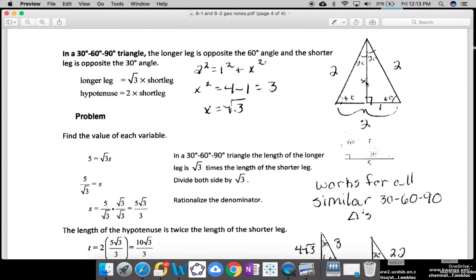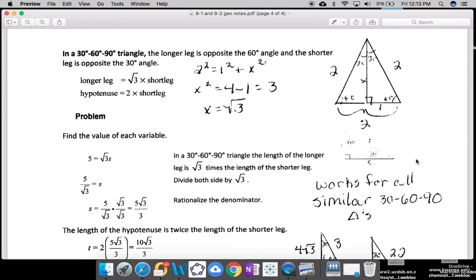Now how do we find the long side? We use the Pythagorean theorem. 2 squared equals 1 squared plus x squared. We take 2 squared, we subtract 1. Our x squared is 3. Our x is square root of 3. This is our basic ratio, 1, 2, square root of 3.